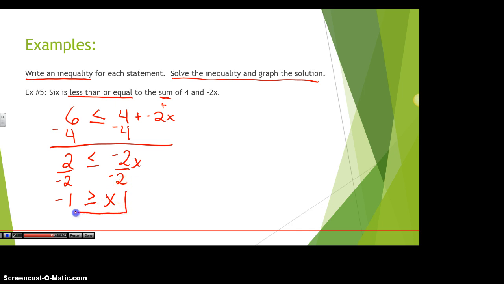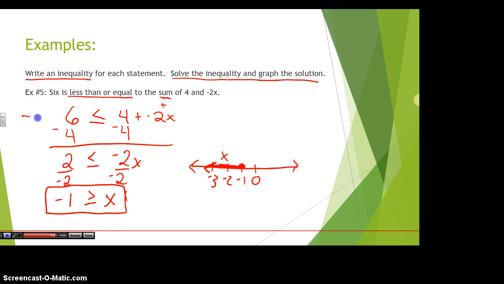So this is what I solved for. Now I need to graph. Negative 1 is greater than or equal to x. Since it's greater than or equal to, it's going to be a shaded in circle. So if x is less than or equal to negative 1, I'm shading everything to the left. Everything to the left is representing x.